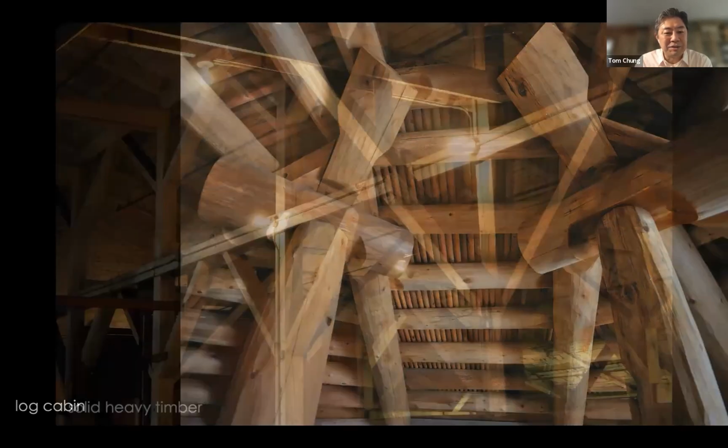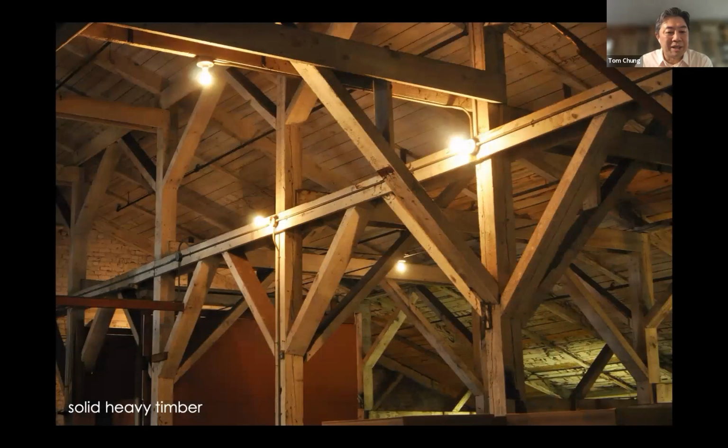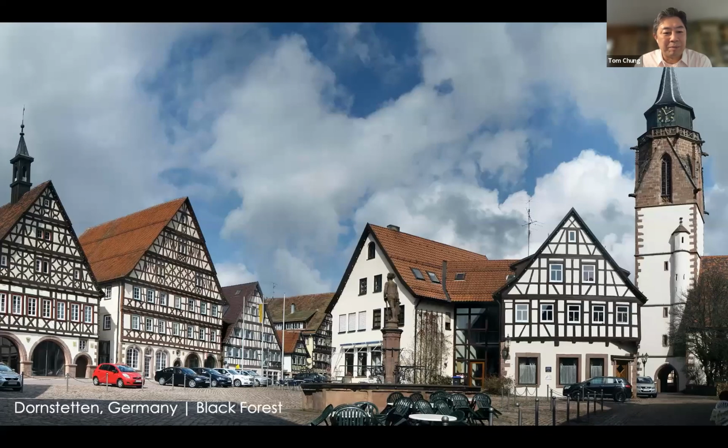And as our industry grew and we had sawmills and were able to shape and cut our logs, then we see solid heavy timber examples like this all throughout the world as well. It really certainly was the backbone of developing many of our medieval cities in Europe and the West. This happens to be Dorsten in Germany, in the heart of the Black Forest region.